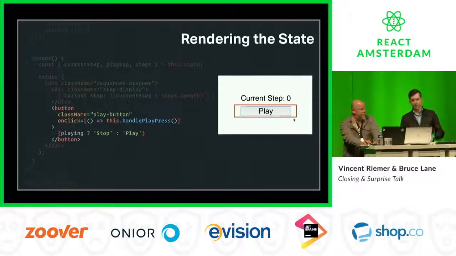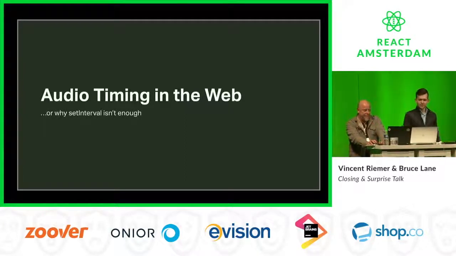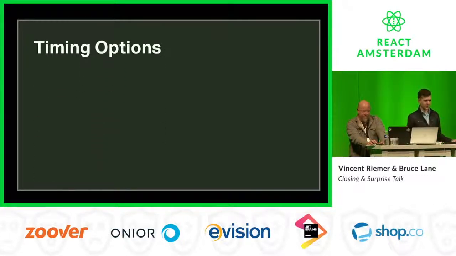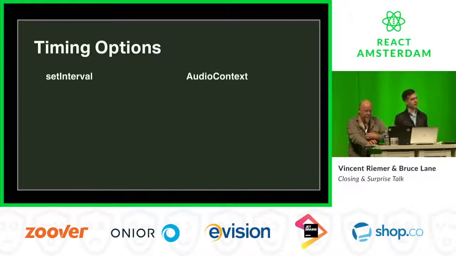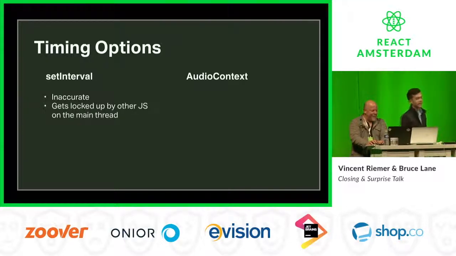And before I get into that actual implementation, I want to give a brief overview about audio timing on the web, or why setInterval isn't quite enough. So for timing options, when it comes to things like sequencers on the web, we have good old setInterval, and we have the audio context. This is where the Web Audio API lives, and we can get some timing information from it, and we can use it to schedule events in the audio. Now, setInterval is fairly inaccurate. It's generally not considered the best way to get accurate timing. And a big reason for that is that it gets locked up by other JavaScript on the main thread.